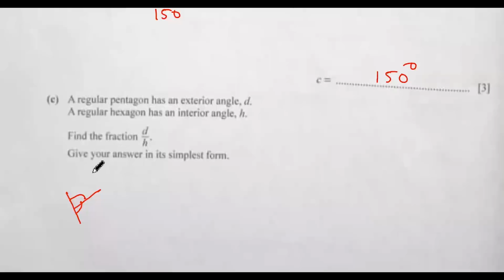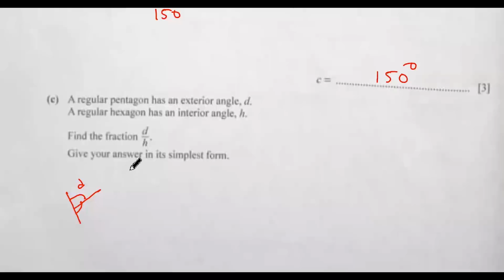So we know that the exterior angle of this pentagon is D. So what we need to do is to find the value of an interior angle. They both add up to 180 degrees. So what we need to do is to find the sum of angles in a regular pentagon and divide it by 5 to get the value of one interior angle.